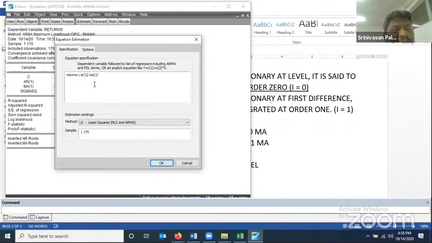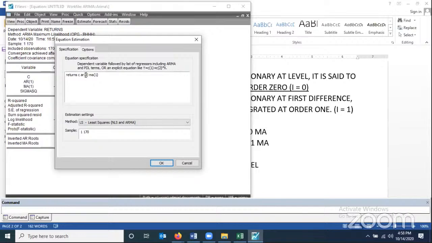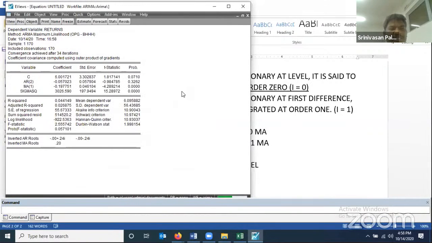How to do it? Return C. Just change the order. AR 2, MA let it be 1. Integration is already common, right? Click OK and see. Is it significant? MA is significant, whereas AR2 is insignificant. Okay, just throw this model in the dustbin and come to the next one.